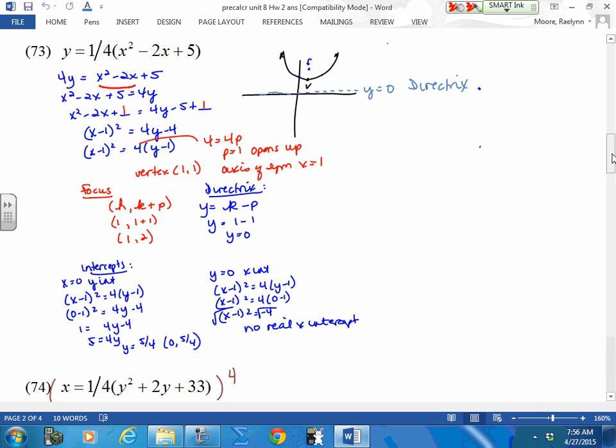Again, work your focus 1 up, your directrix 1 down. And because you're changing the y, your directrix line is going to be a y equals. Find your intercepts. This is nice because the squared part has no real intercept, so you don't have to take the square root and worry about that. Good?